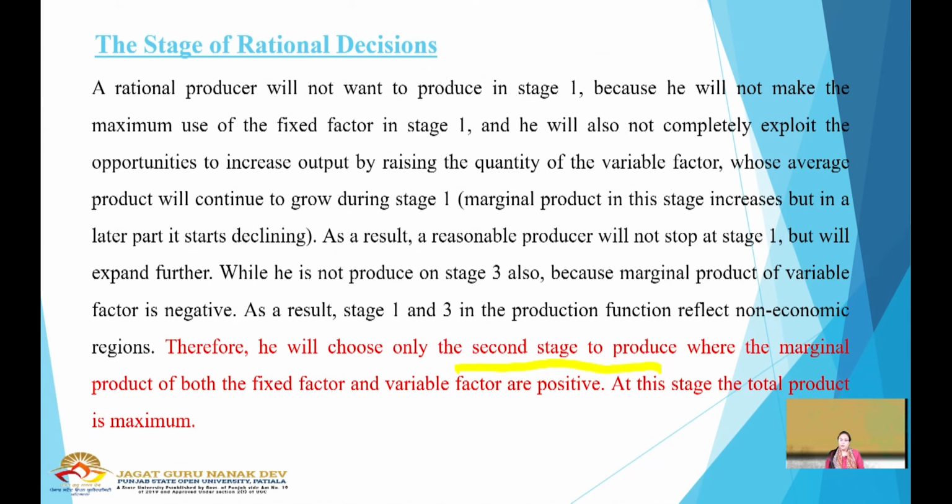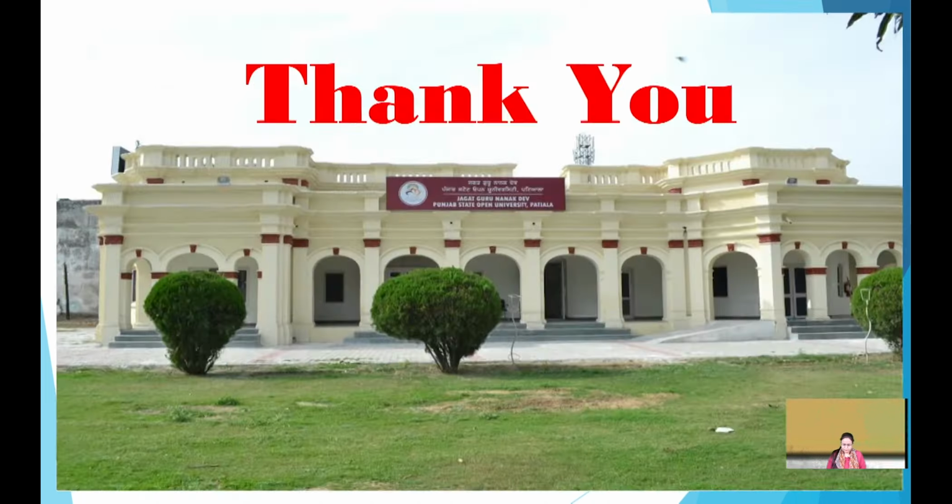So, in a real market, the producer wants to produce in the second stage, which is called the rational stage. So this is all about the stages in the variable production function. Thank you.